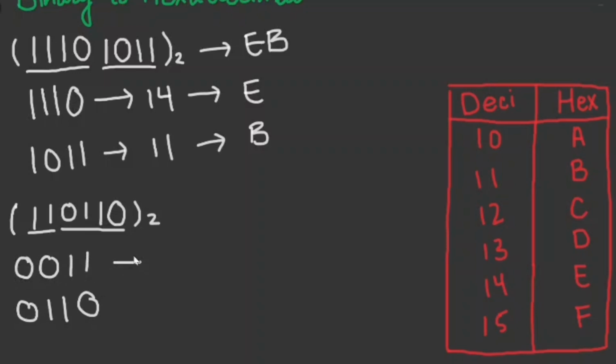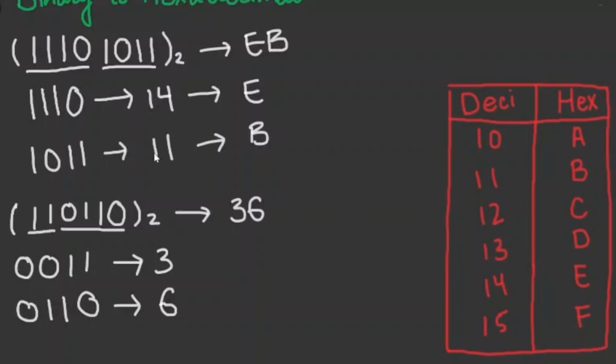Now convert this into decimal. 0011 is 3 and 0110 is 6. Now notice one thing here. Our values are not exceeding 9. And if they are not exceeding 9, then we do not need to do this step. We do not need to consult this table. So we would simply write 36.